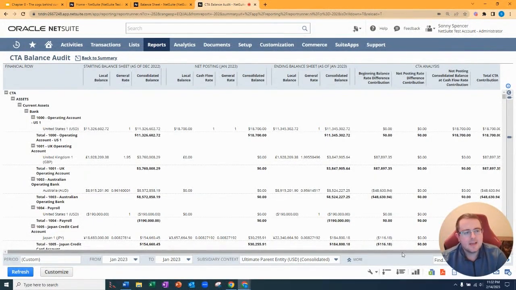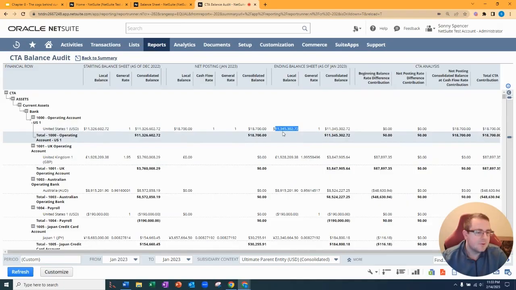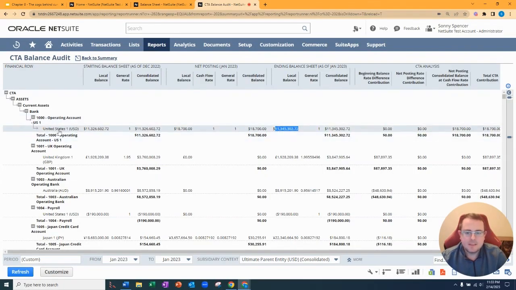Let's move on to the next section, the ending balance sheet. Now notice the accounting period referenced here is January 2023, and that's because that is the period referenced in the to section of our report. Starting with the local currency balance, that is the functional currency balance for each subsidiary for each GL account. In other words, the closing balance as at the end of January 2023 for this particular GL account is just over $11 million US.